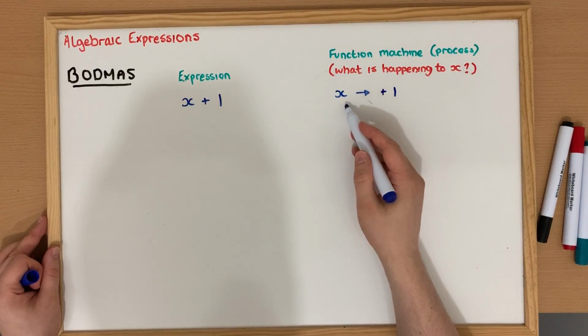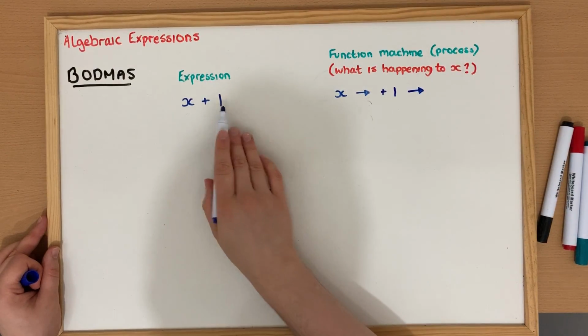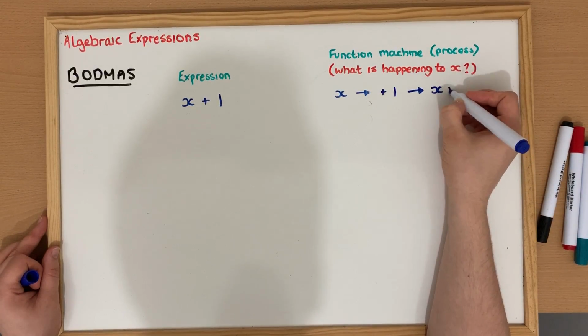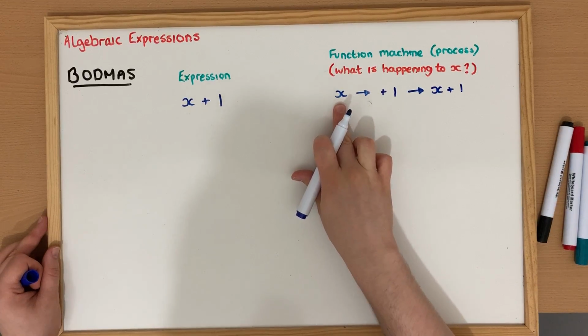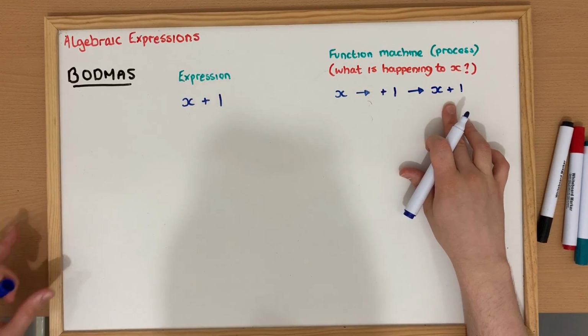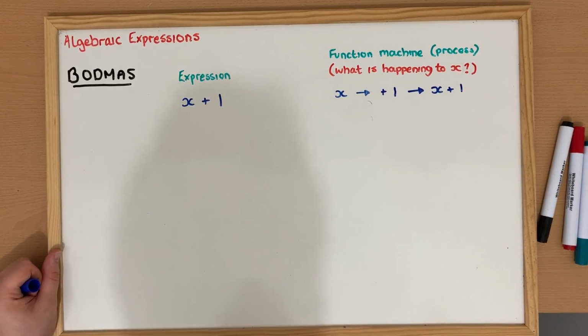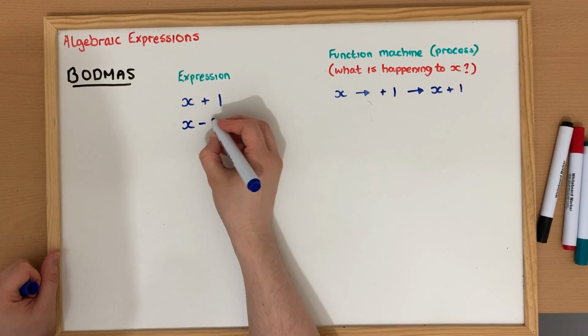And what we get after we add this 1 is this expression. So when we add 1 to x, we end up with x plus 1. Our input was our x, and our output, what we got out after we applied this process, was our x plus 1. So if we take another expression, let's try this time x minus 2.